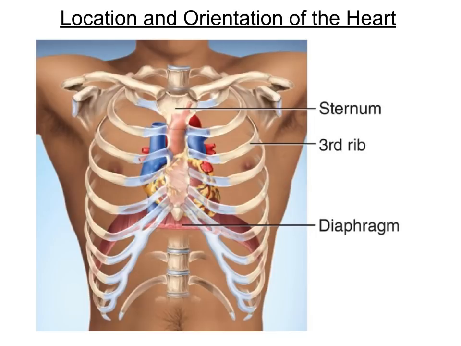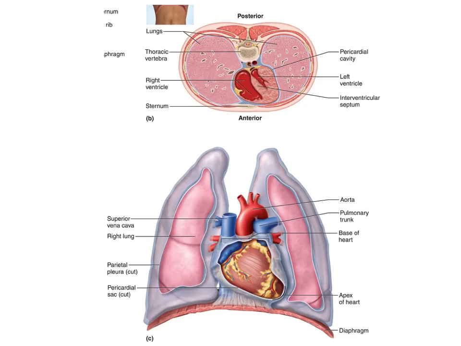So let's talk a little bit about the location and orientation of your heart. With regards to size, your heart is approximately the size of a closed fist. It is located in an area of your thoracic cavity called the mediastinum. The mediastinum is best shown in the upper image on the slide, which is showing a cross-sectional view through the thoracic cavity. The mediastinum is located between the two pleural cavities, which house the lungs, and between the sternum and vertebrae.